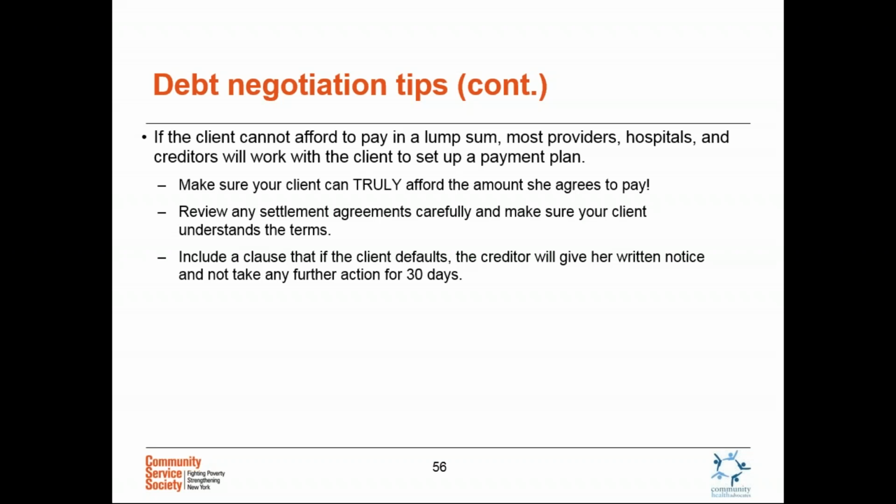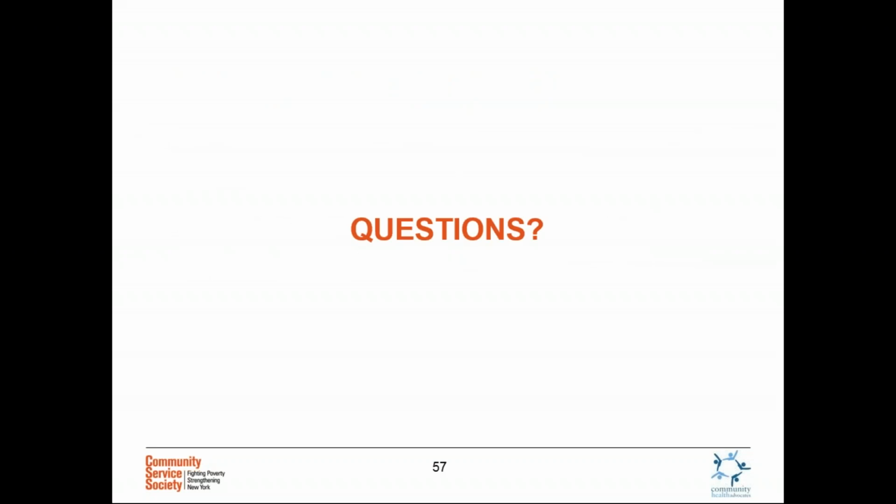Review any settlement agreements carefully before your client signs them and make sure that your client understands all of the terms. If you have the opportunity, you should try and get a clause in the settlement agreement that says that if the client does default, the creditor will give her some kind of notice and not take any further action for 30 days or 10 days or some amount of time that allows the client to cure the default.